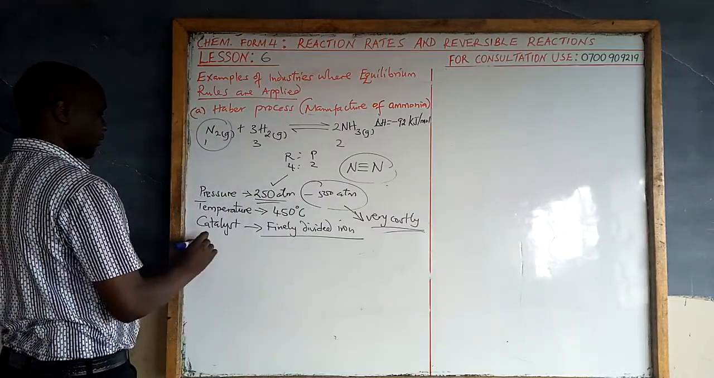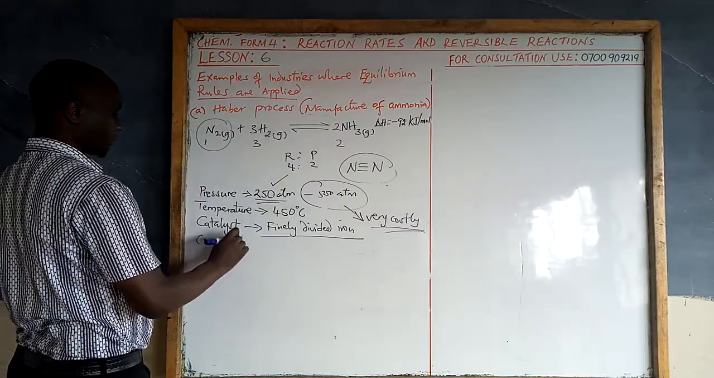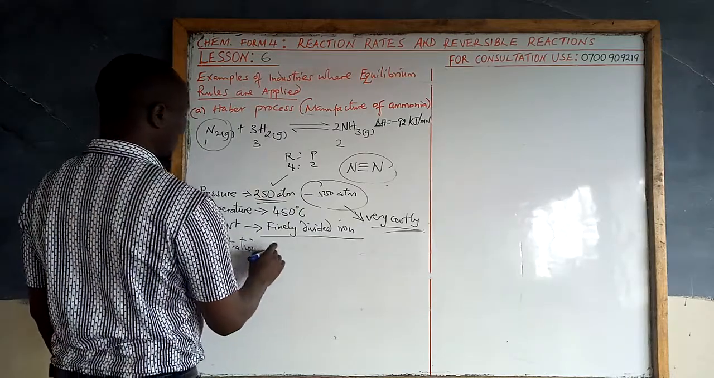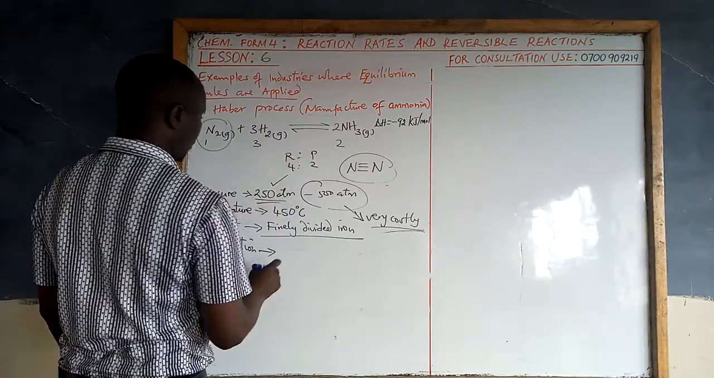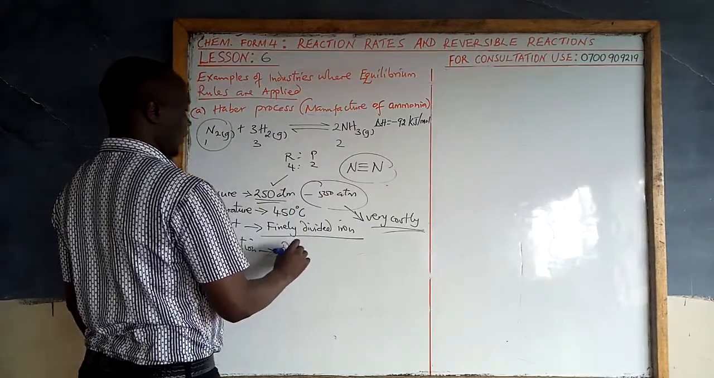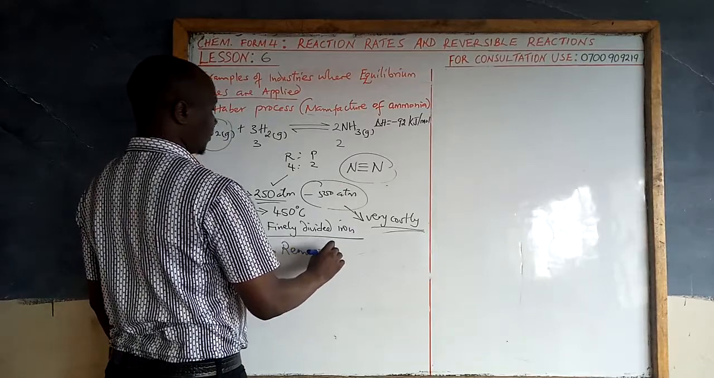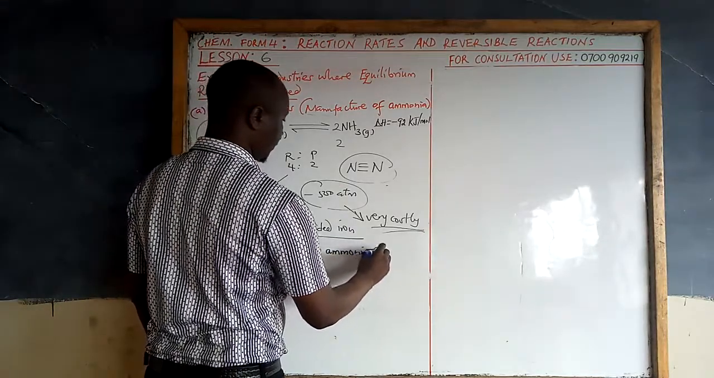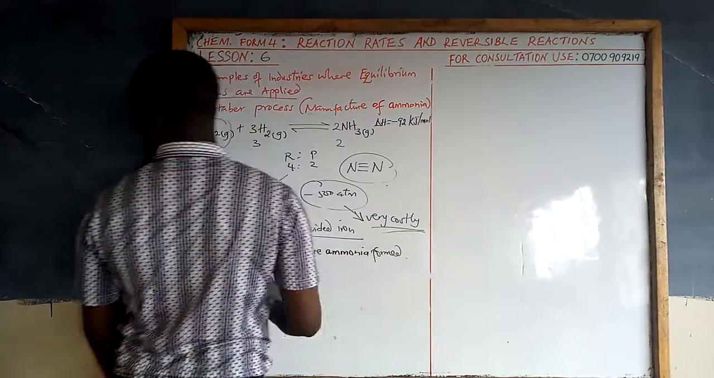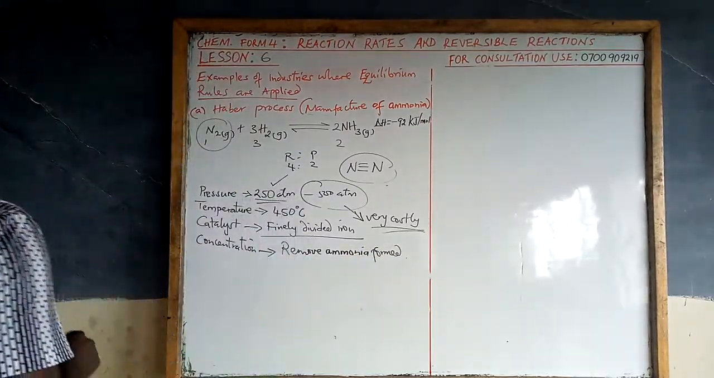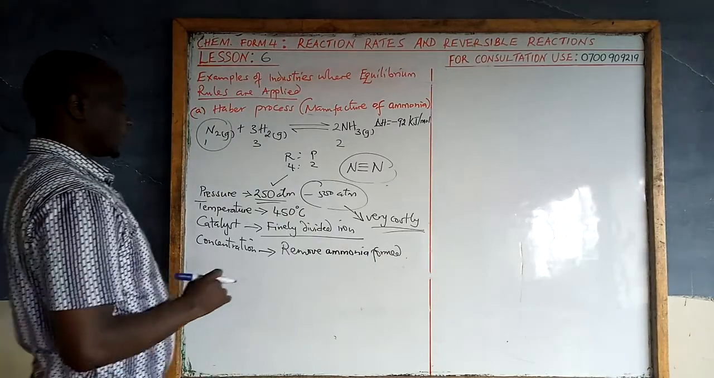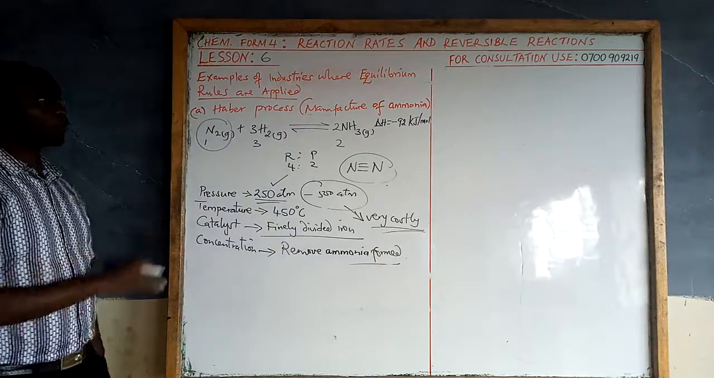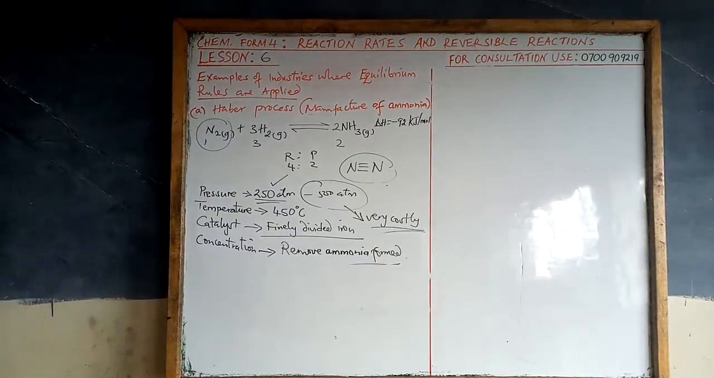And then finally on concentration, ammonia produced, so here you keep removing the ammonia formed. Once you keep removing ammonia formed, that will lead to production of more ammonia so as to establish a new equilibrium.